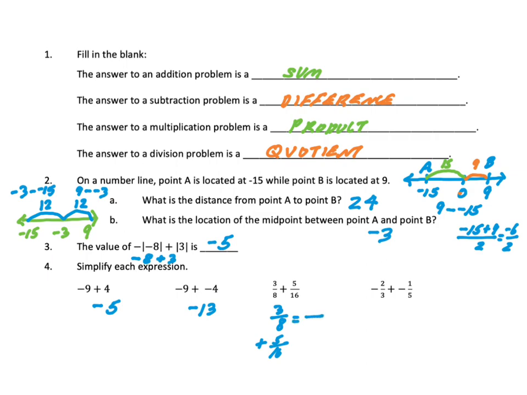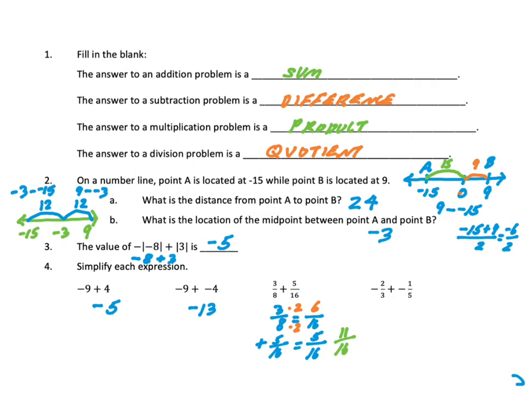The least common multiple for 8 and 16 is 16. So the bottom denominator is going to stay as a 16. We're going to take 8 times 2 to get 16, and 3 times 2 to give us 6. So 6/16 plus 5/16 gives us 11/16.